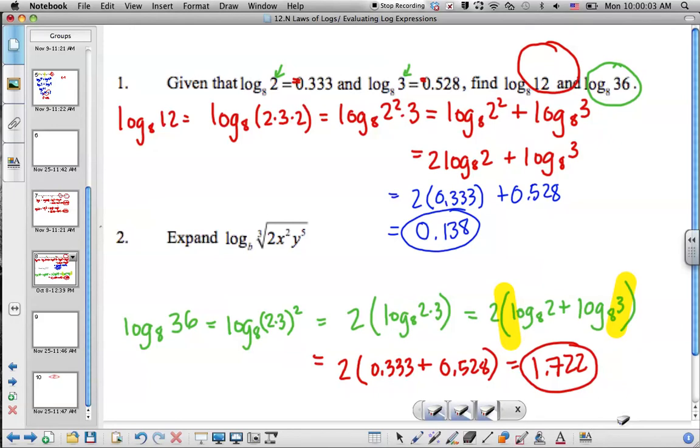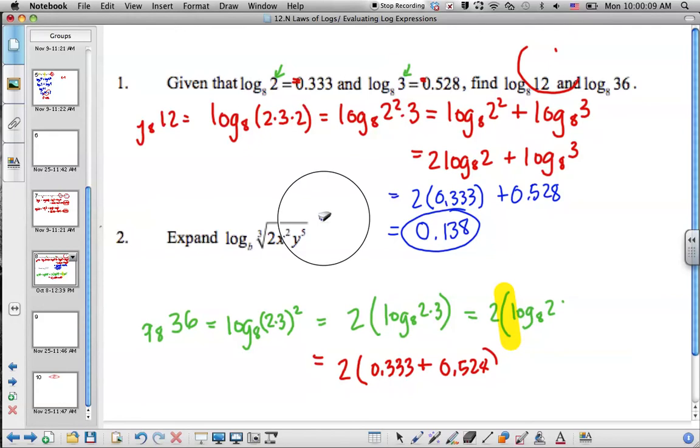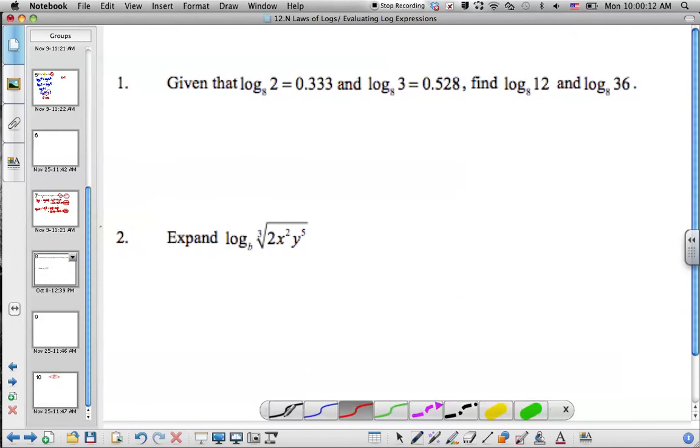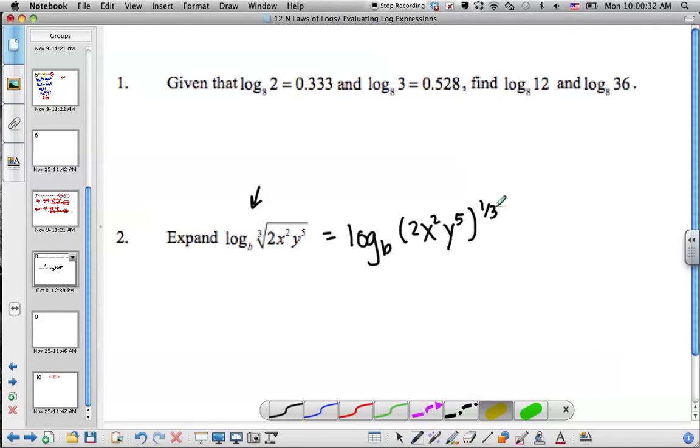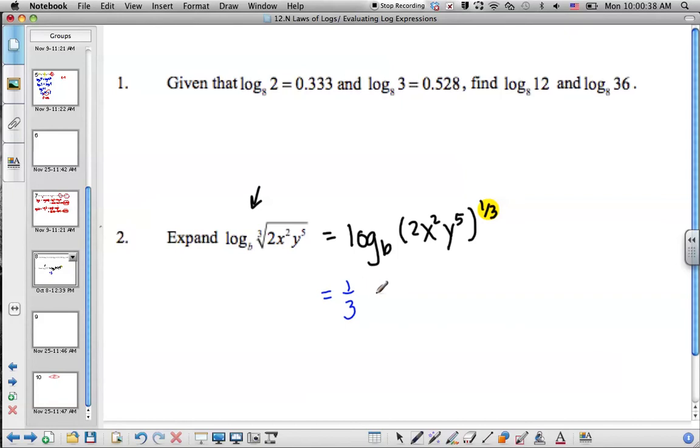All right, if you need to push pause, go ahead, because I'm going to erase all this for the last problem. Our last problem is to expand this log. So first thing I'm going to do is rewrite this so I have log base b of 2x squared y to the 5th all to the 1/3 power. Now, using my law of logs, I know that the power rule will allow me to take this power and bring it out front. So now I have 1/3 times log base b of 2x squared y to the 5th.